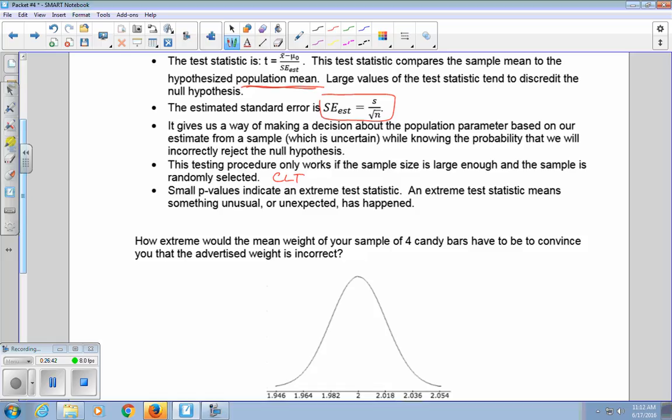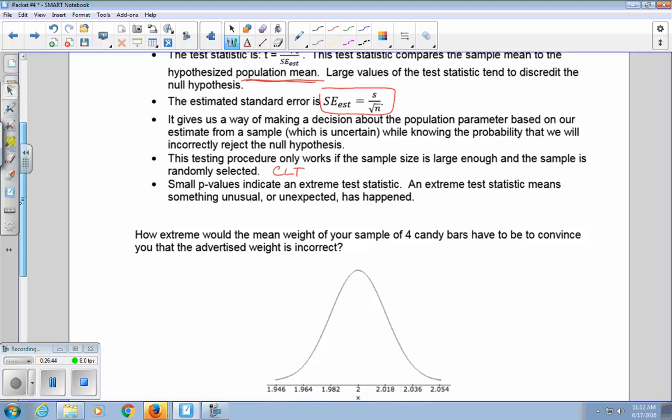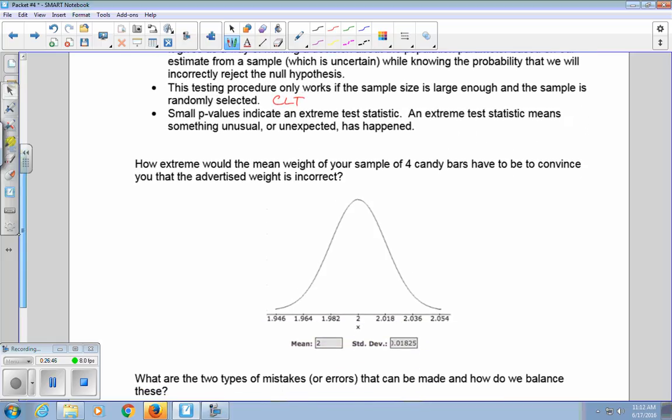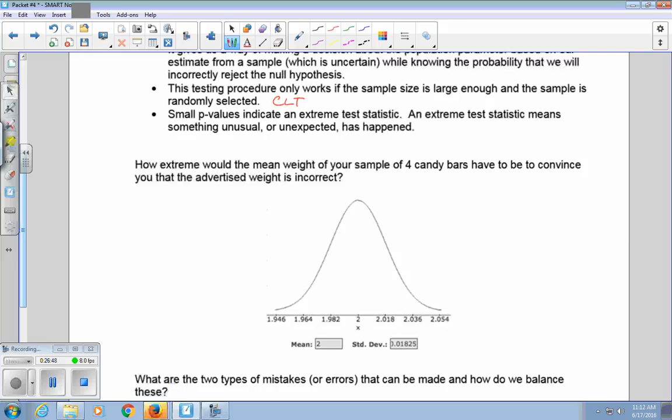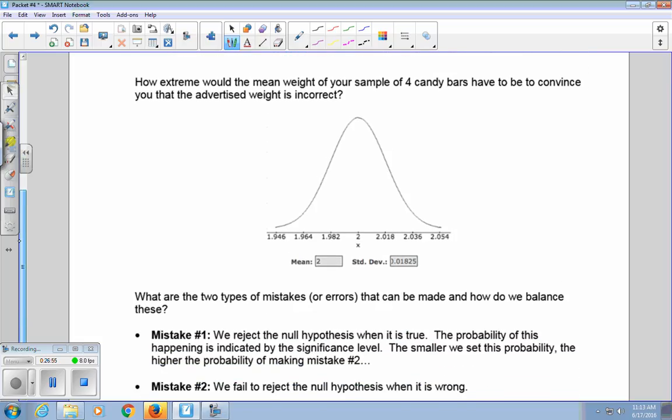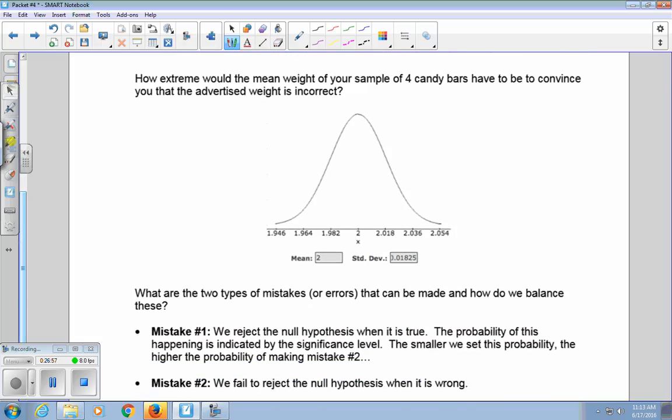Small p-values indicate an extreme test statistic, and extreme test statistics mean something unusual, that we see something that's statistically significant. How extreme would the mean weight of your sample of 4 candy bars have to be to convince you that the advertised weight is incorrect? So probably that would need to be about 2 standard deviations away from the mean in order for us to think that's incorrect.